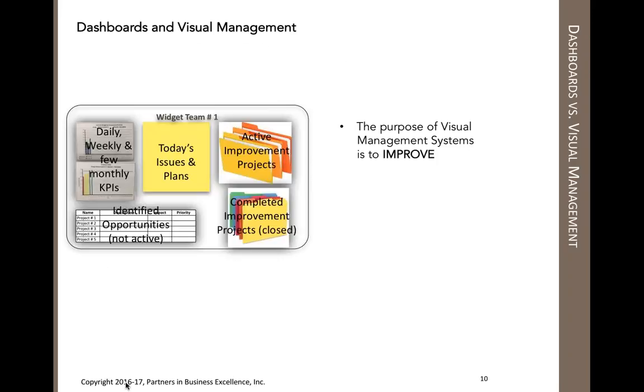Thank you. So the purpose of visual management systems is not just to inform, but it really is to improve, right? So among the many things in a visual management system are not just the daily and weekly KPI performance indicators and today's issues and plans, but really a mechanism to improve the current performance. And that is driven by whatever methodology is used. It really doesn't matter, but active improvement projects, and you can use A3 or some other formats like that. But in addition to the performance measures and today's issues and the active improvement projects, there is also a place in there to recognize the improvement projects that were successfully completed.